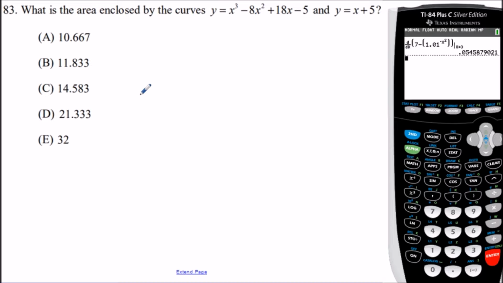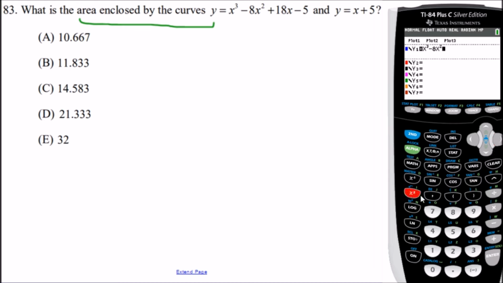Now for question 83, we're finding the area between two curves. Well, we have two functions, so we're just going to go ahead and type those in. So we've got x to the third minus 8x squared plus 18x minus 5. All right, so that's our y1, and then for y2, we have x plus 5. So when we graph this, I'm going to hit zoom 6 just to put this back to normal, because we did adjust the window a bit before. And let's see what this looks like. So we have the cubic function first, and then the next one is linear.